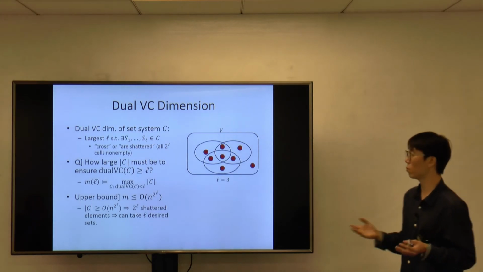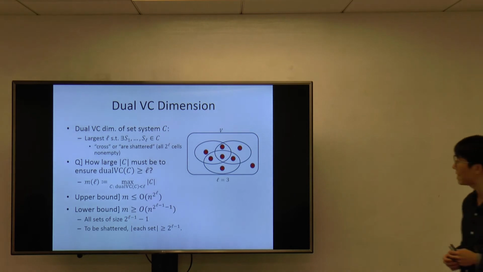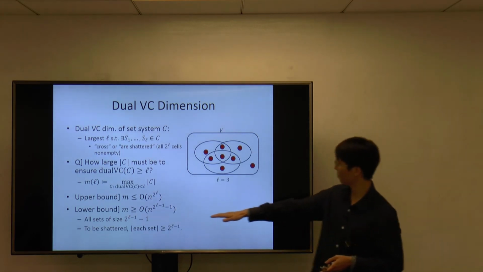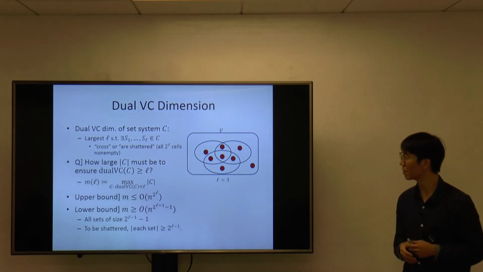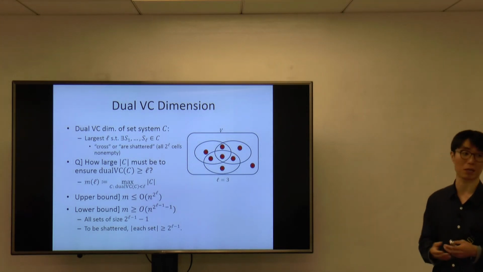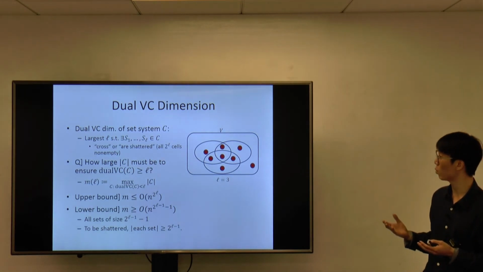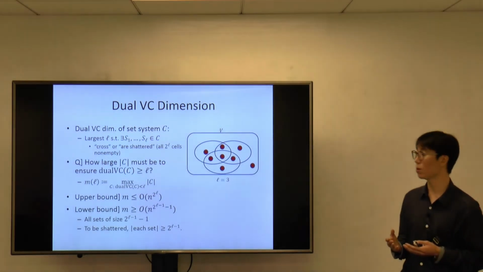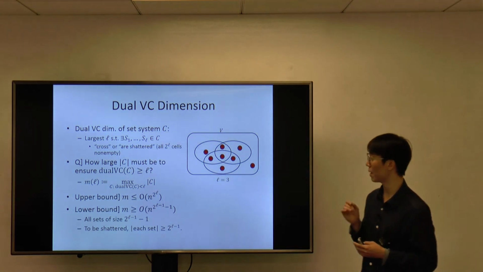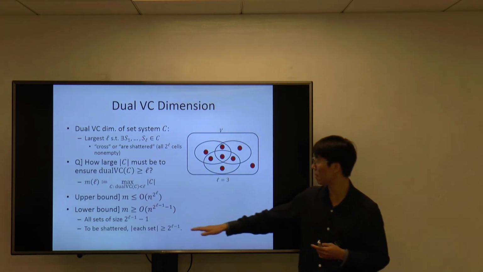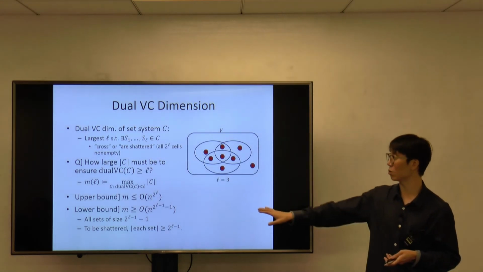Then actually, these 3 sets are shattered as sets. So this is one trivial upper bound, and for the lower bound, we can see that the lower bound is n to the 2 to the L minus 1 minus 1. The construction is just all sets of size 2 to the L minus 1 minus 1. And then we can see that it has a dual VC dimension strictly less than L, because for L sets to be shattered, each set has to have 2 to the L minus 1 different cells. So this can't happen.